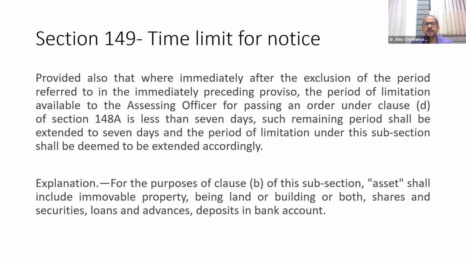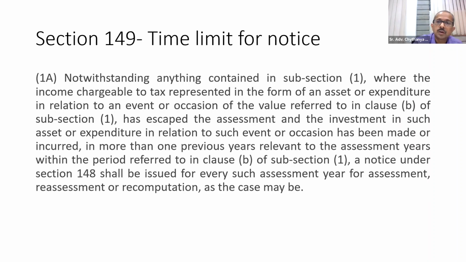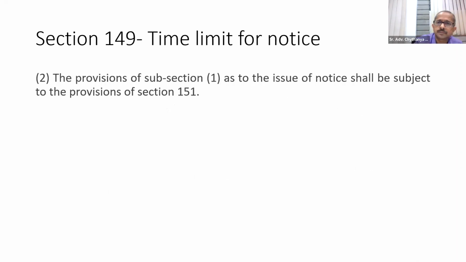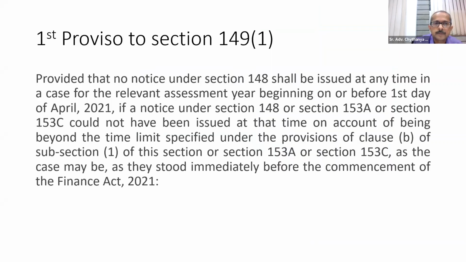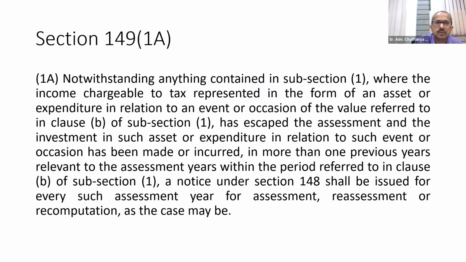The defined asset. Assets shall include immovable property being land, building or both, shares and securities, loans and advances, deposits in bank account. Now they have subsection 1A. I will come to subsection 1A a little later. Let us finish subsection 1 first. Now, as I said earlier, 3 years or 10 years. But 10 years has 3 situations: asset, expenditure, entry. I've already explained to you 149(1A).